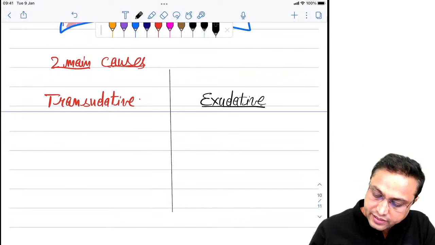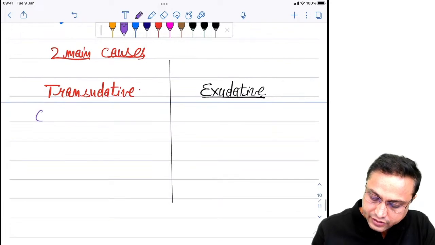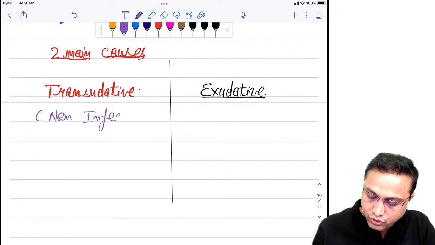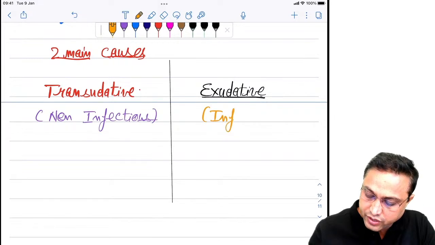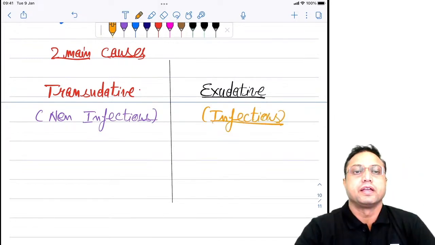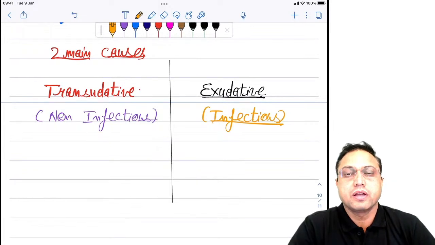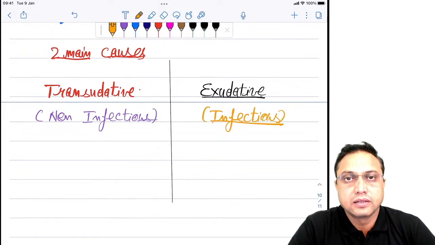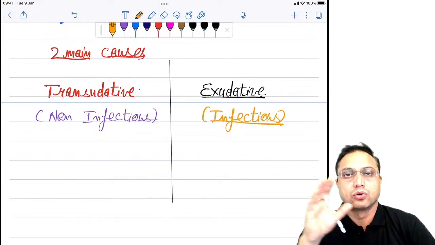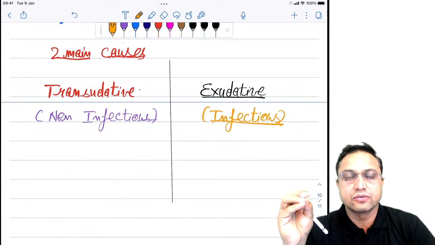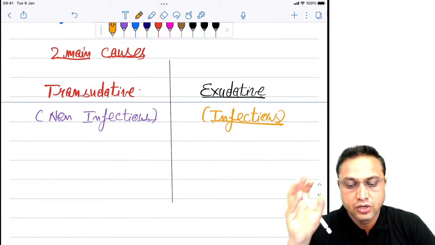Transudative, you can easily remember just by remembering that it is going to be a non-infectious cause. Whereas exudative is going to be a cause because of infections. It is going to be an infectious cause. So transudative and exudative causes are there. Do understand this concept very clearly. Transudative means there is no infection, whereas exudative means there is an infectious cause.